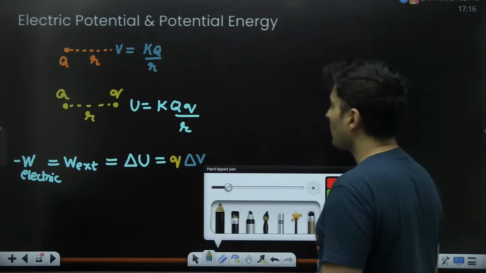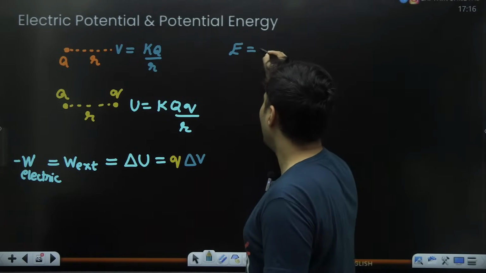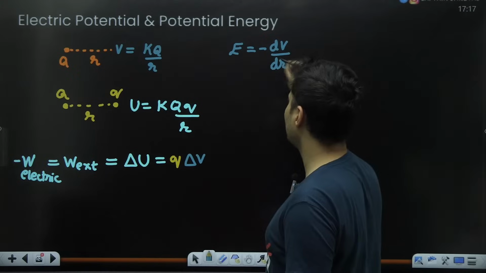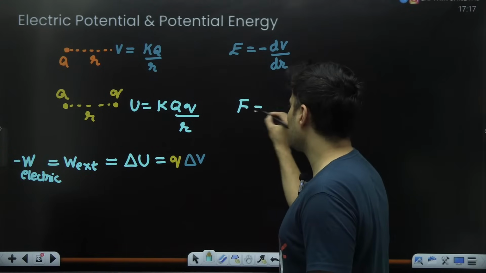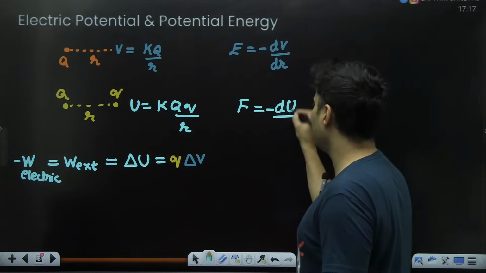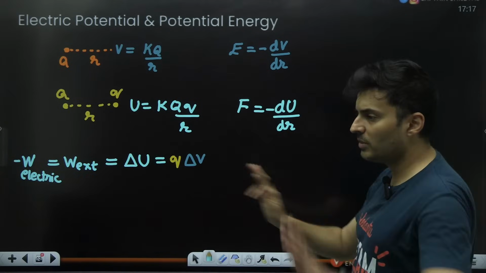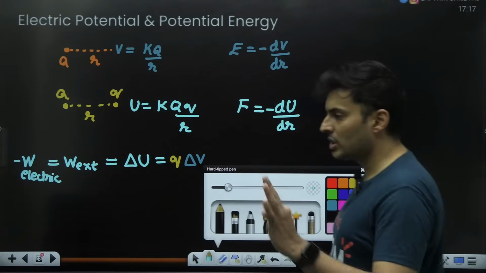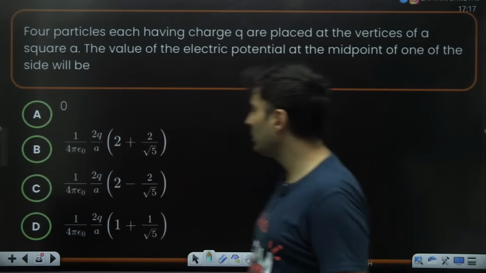Not just that, also remember that if I want to find the electric field, I can just take the derivative of the potential with respect to the distance with a negative sign. And similarly, the electric force will be the negative of the derivative of the energy with respect to the distance. All these formulas are very, very important, of course. All right, so keep these things in mind. So maybe we can start solving some questions on this.